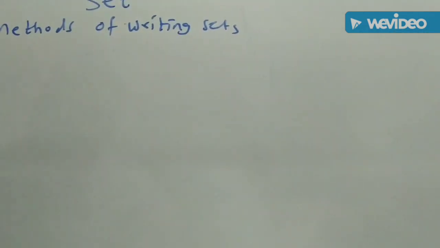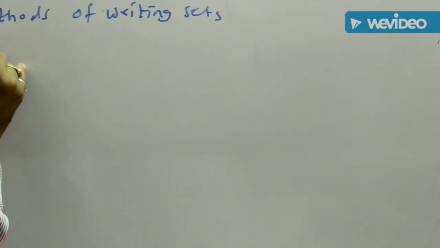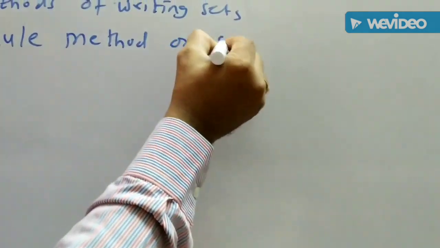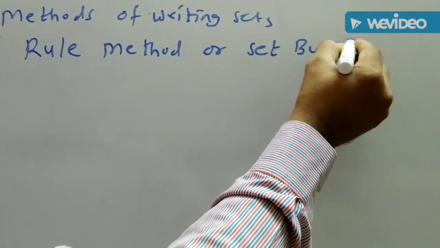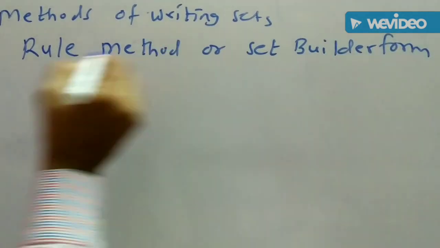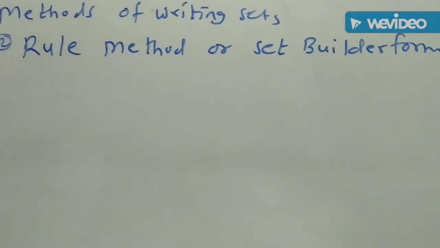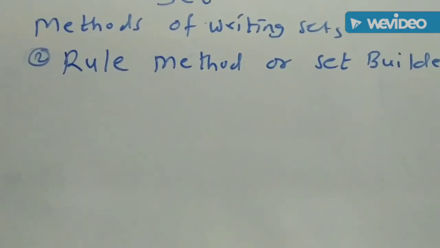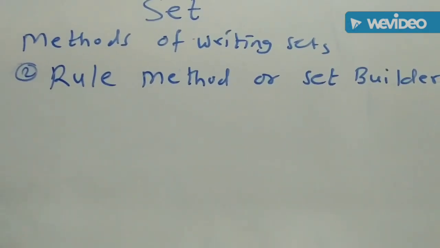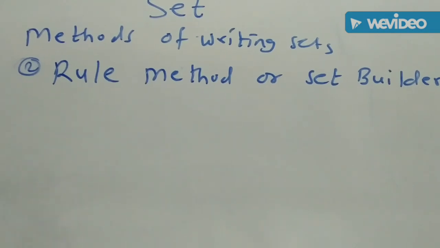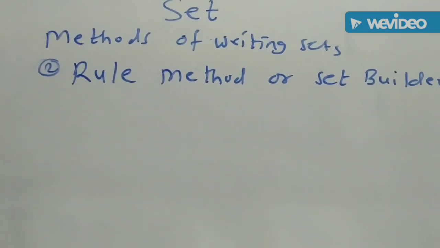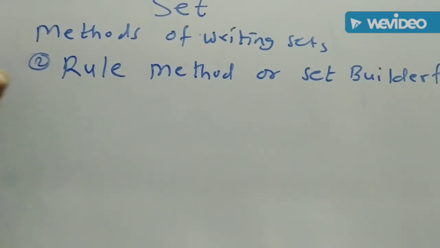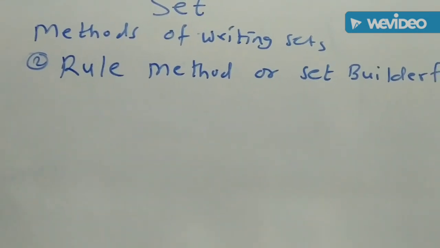Second is rule method or set builder form. This is the second method. Now, how do we write the set by rule method? In this method, we write the general element using the variables followed by the vertical line or colon, and write the property of the variables in which the objects are collected.